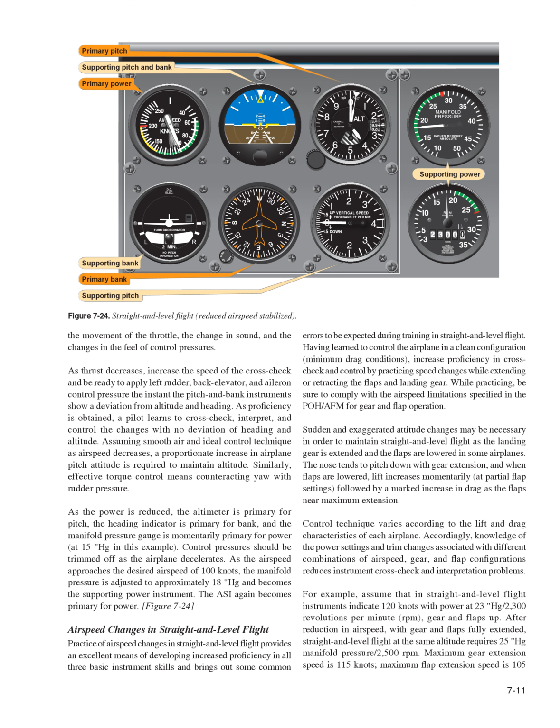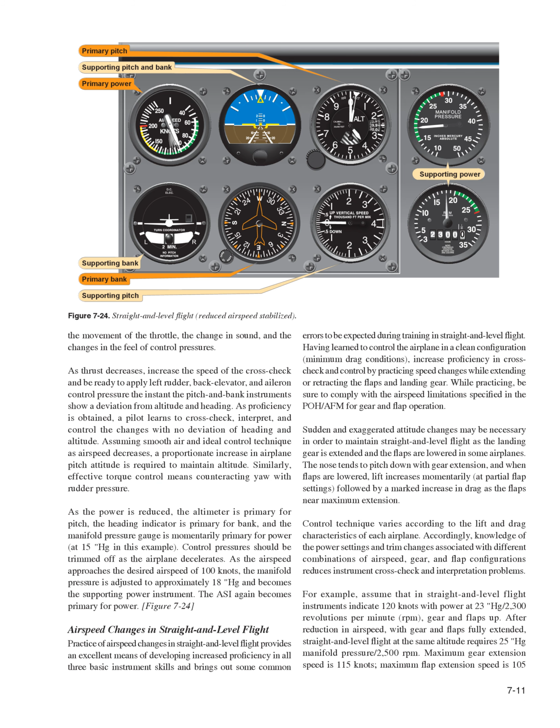Having learned to control the airplane in a clean configuration, minimum drag conditions, increase proficiency in cross-check and control by practicing speed changes while extending or retracting the flaps and landing gear. While practicing, be sure to comply with the airspeed limitations specified in the POH/AFM for gear and flap operation. Sudden and exaggerated attitude changes may be necessary in order to maintain straight and level flight as the landing gear is extended and the flaps are lowered in some airplanes. The nose tends to pitch down with gear extension, and when flaps are lowered, lift increases momentarily at partial flap settings, followed by a marked increase in drag as the flaps near maximum extension.